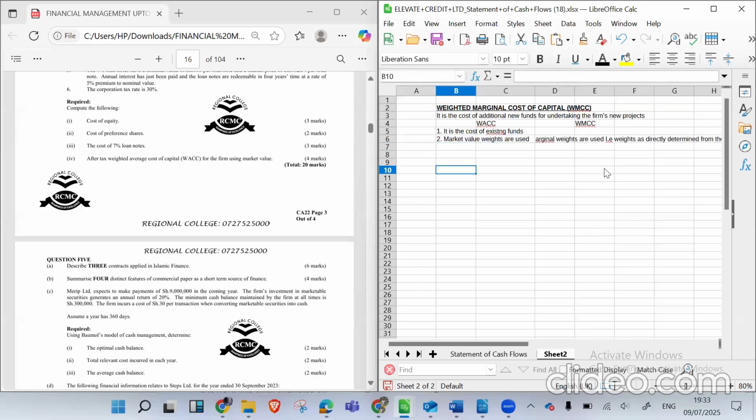Those are the two differences between WMCC and WSCC. WSCC, cost of what we have. WMCC, cost of what we need.